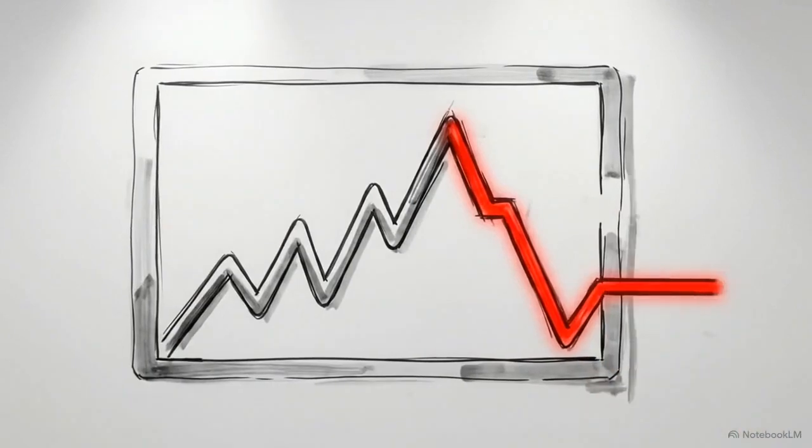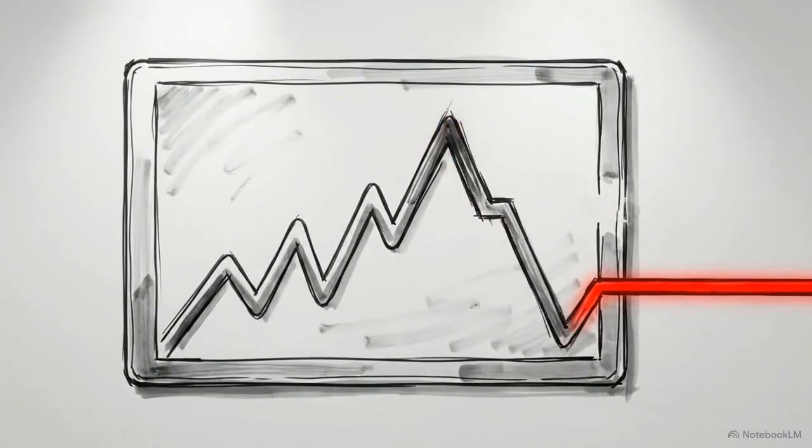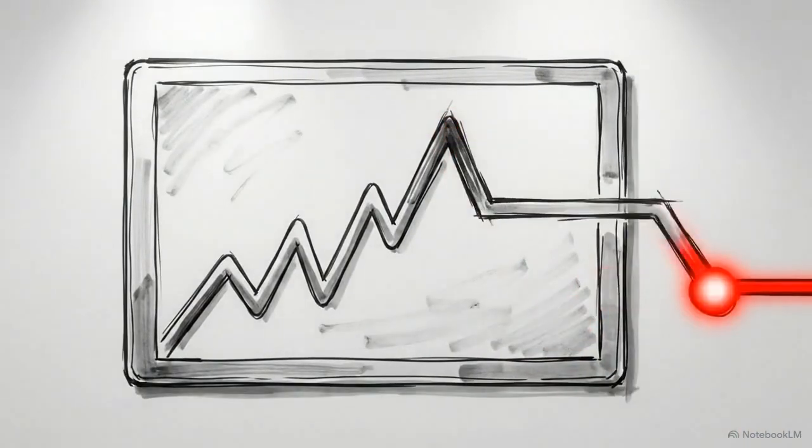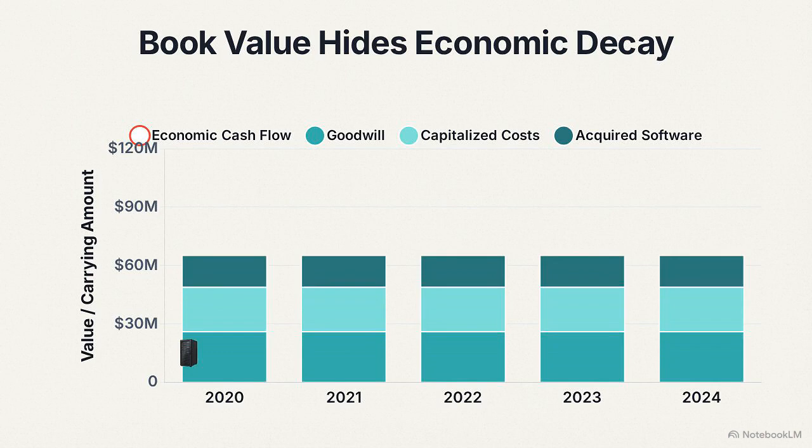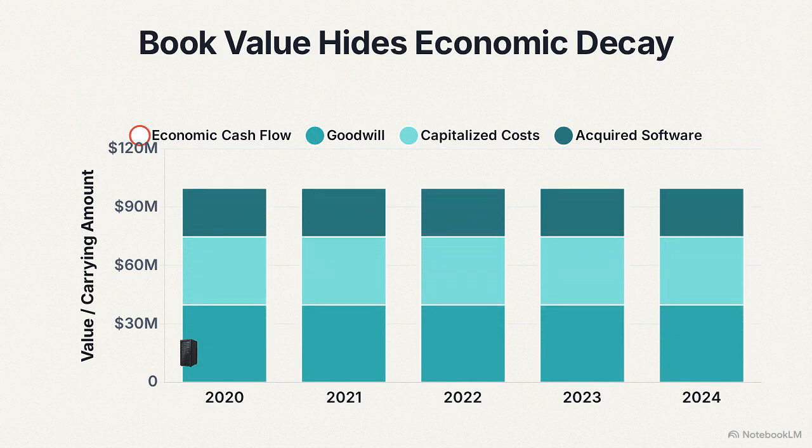User activity flatlines, protocols shift, and market relevance vanishes overnight. This creates a severe structural problem for financial reporting. Massive intangible balances, like goodwill, capitalized development costs, and acquired software, often sit fully valued on the balance sheet, completely detached from their underlying economic decay.